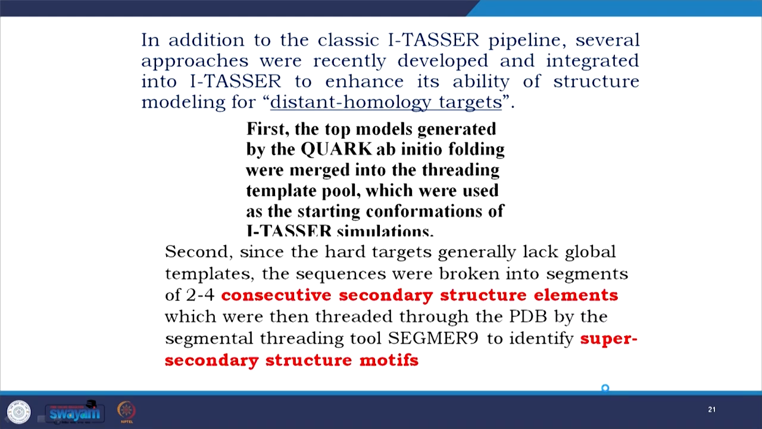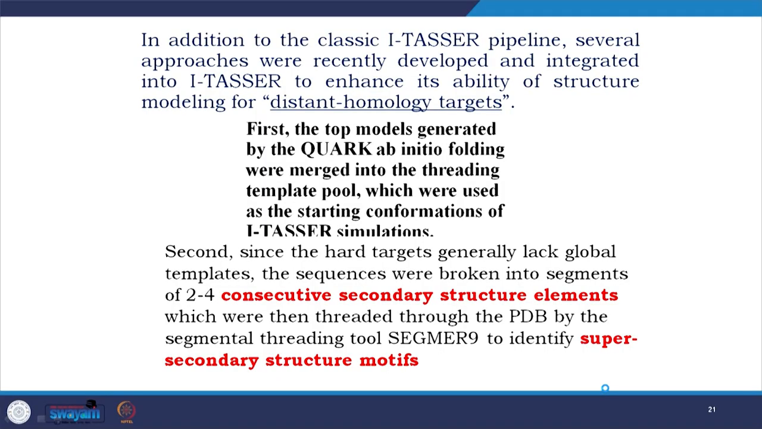Since the hard targets generally lack global templates, the sequence was broken into segments of 2 to 4 consecutive secondary structure elements. So you have the entire sequence. I already talked about chopping. They have tools which help to break it into segments of consecutive secondary structure elements, which were then threaded through the PDB by the segmental threading tool SEGMER 9 to identify super secondary structure motifs. If you remember, I talked in detail about the super secondary structures and their importance in modeling. Super secondary structure directly talks about the function. So that is the thing used here.